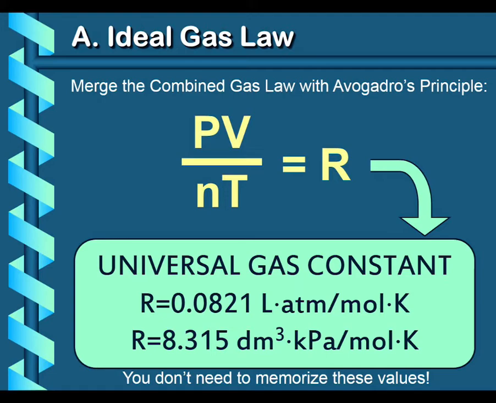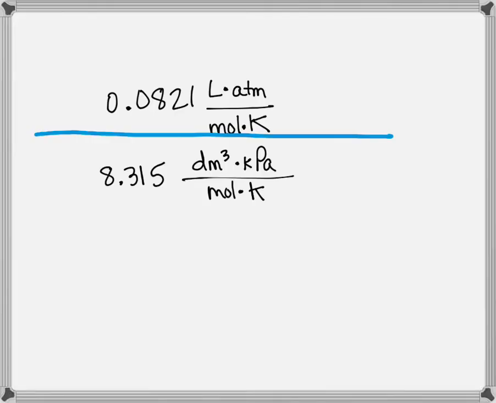There are two values of R that I want you to be familiar with. They are listed right here. And notice that the set of units is going to be a little bit different. I'm going to rewrite these just so that you can see them side by side too. So here are those two different universal gas constants or values for R.